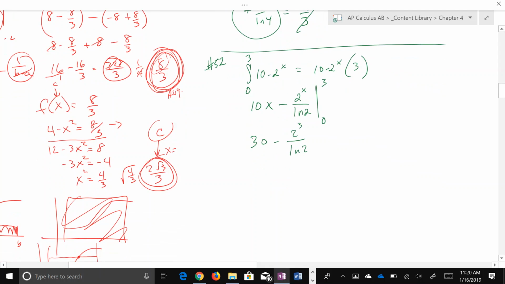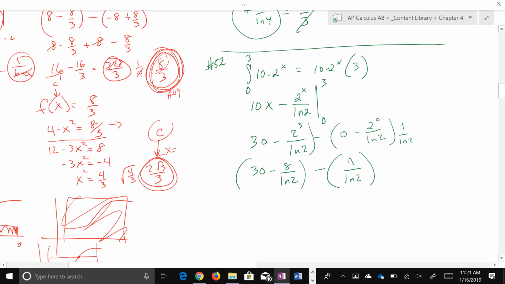All right, so that is 30 minus 8 over ln of 2 minus, I got to plug in 0. All right, so I get 0 minus 2 to the 0 over ln of 2. What's anything to the 0 power? 1. So that really becomes 1 over ln of 2. Okay? So, and there's an, let's see. This is the top minus bottom, and now I'm sitting in here. Yeah, there's a negative. Thank you.